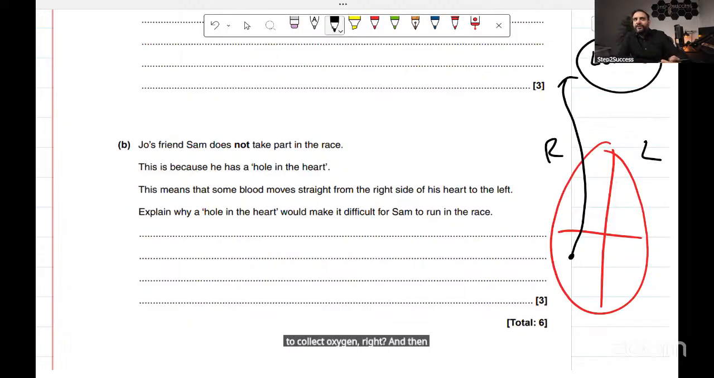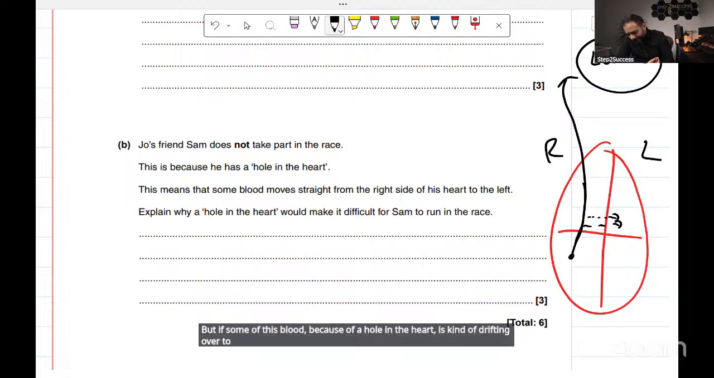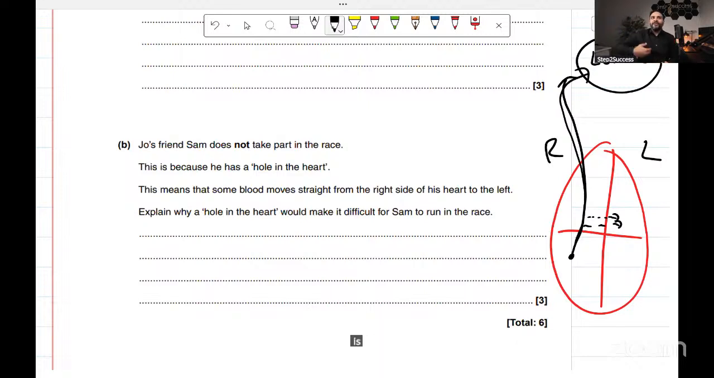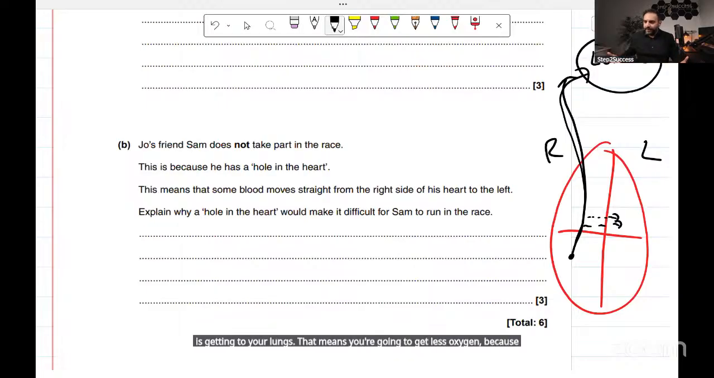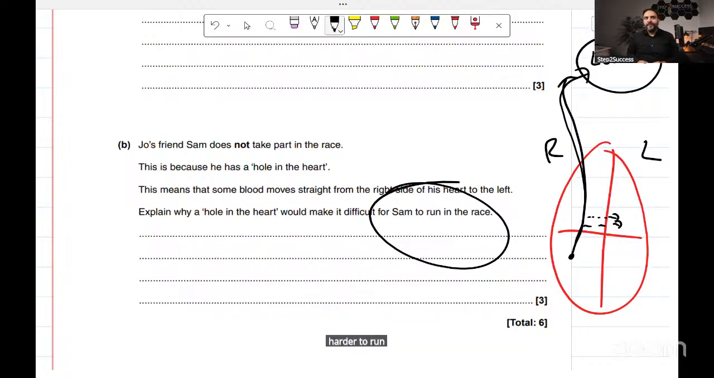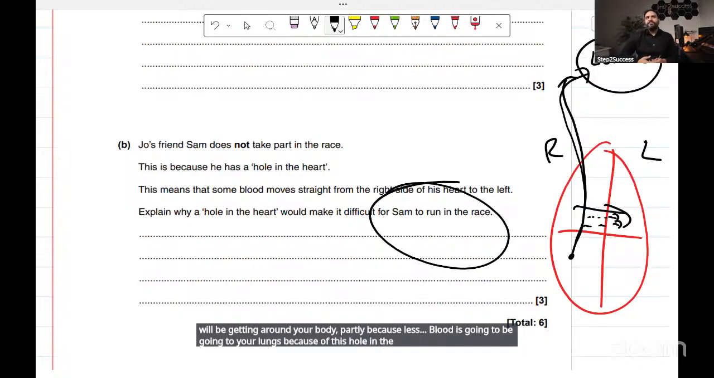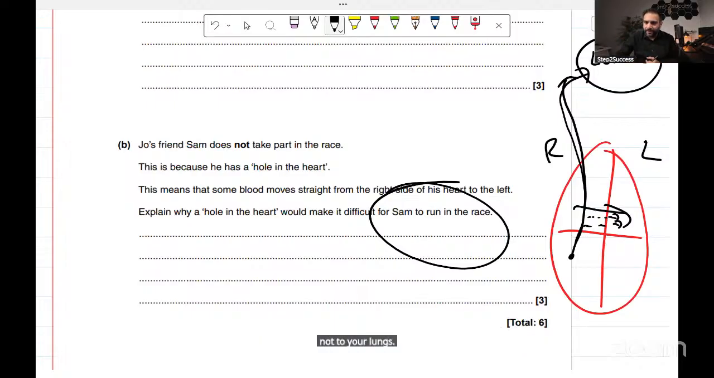And then that oxygen is sent all over the body eventually. But if some of this blood, because of a hole in the heart, is drifting over to here, that means less blood is getting to your lungs. That means you're going to get less oxygen, so less oxygen to your muscles, less respiration, less energy, harder to run. That's essentially the answer. Less oxygen will be getting around your body, partly because less blood is going to your lungs because of this hole in the heart. That's the principle of it.